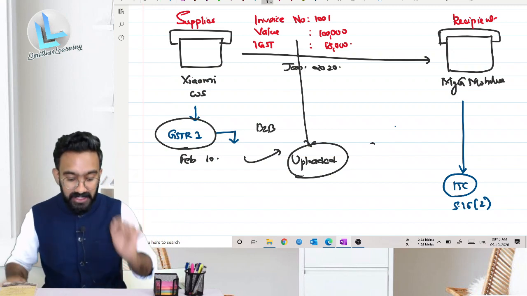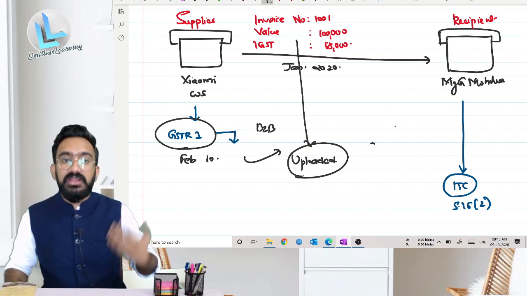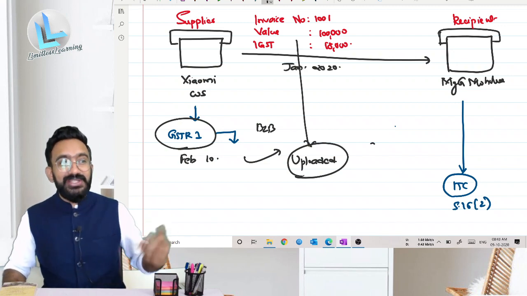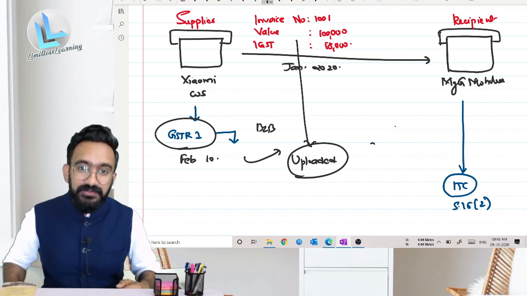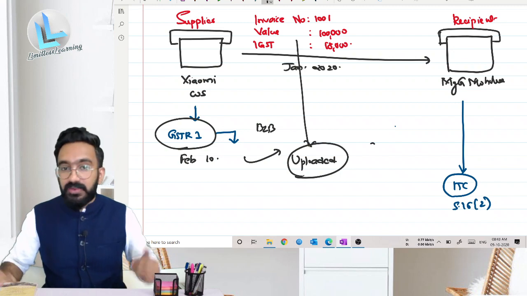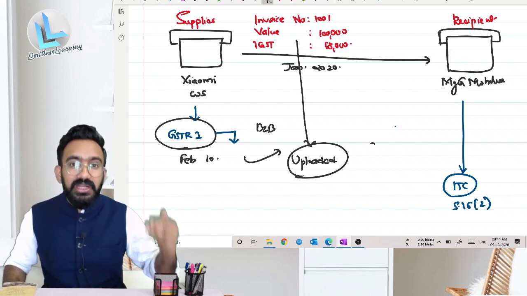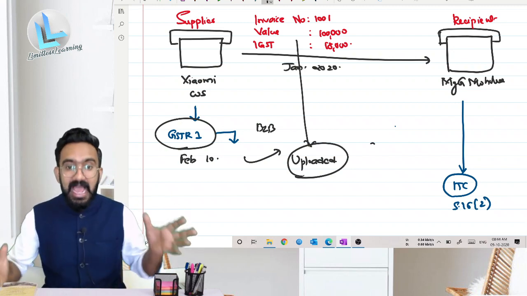Otherwise, what's the problem? Say Xiaomi says that I have made a supply for 1 lakh rupees and GST payable by me is 18,000. Now MyG says that no, I purchased for 2 lakh and GST credit I have is 36,000. How do I cross check? So government says, see, there is so much of data that is possible at this particular point. We are living in the era of technology, so let them upload the correct information. Let MyG get this particular information and then take the credit. It has to be same.